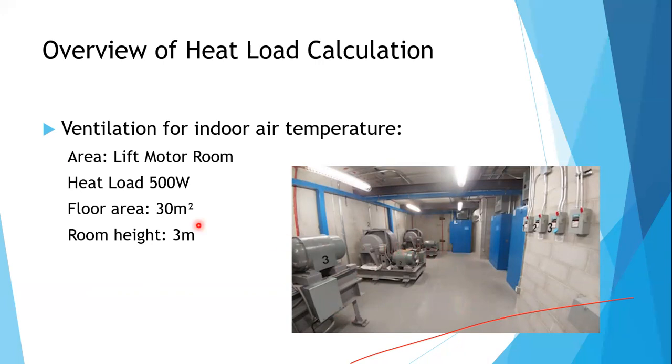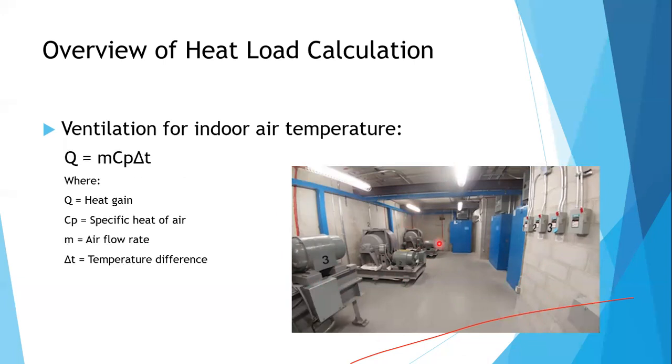Let's say that the motors here are generating 500 watts. Let's assume that the floor area here is 30 square meters and the room height is about 3 meters. Okay, so first, let's determine the amount of air that needs to be ventilated for this room. We will use this formula: Q = m Cp ΔT, where Q is the amount of heat or heat gain, m is the amount of airflow, Cp is the air specific heat, and ΔT is the difference in temperature.